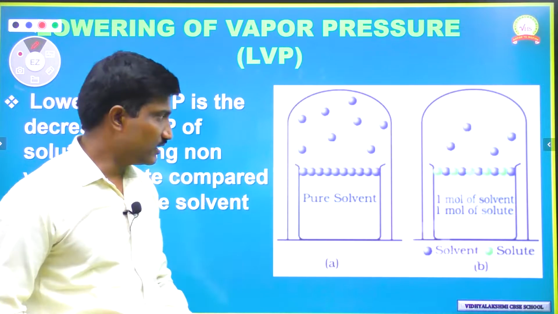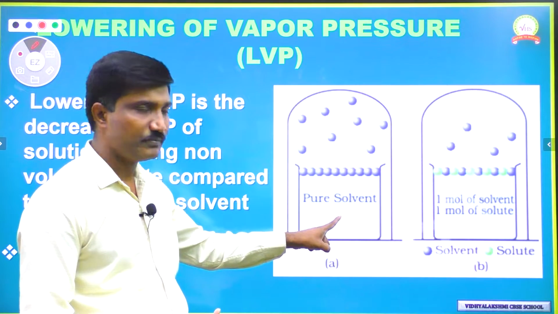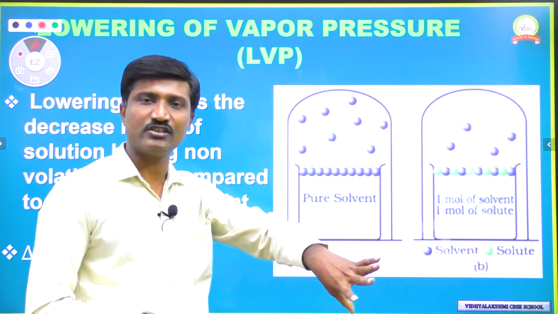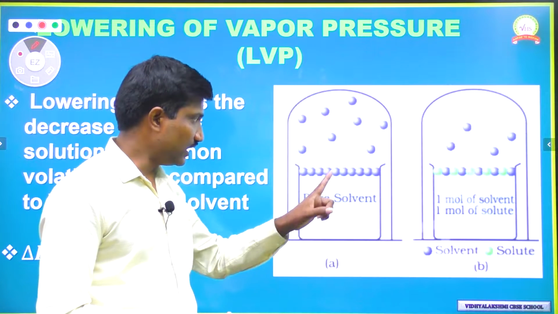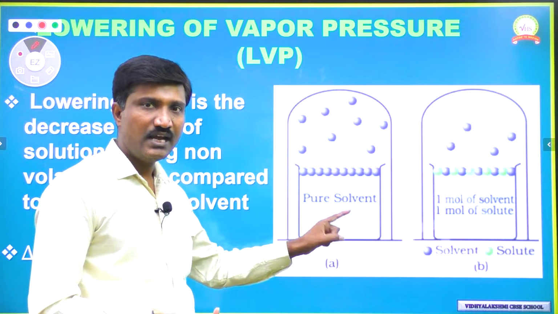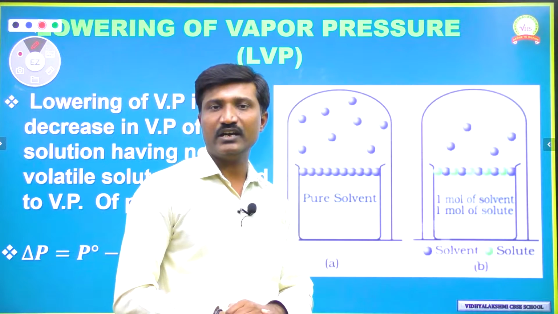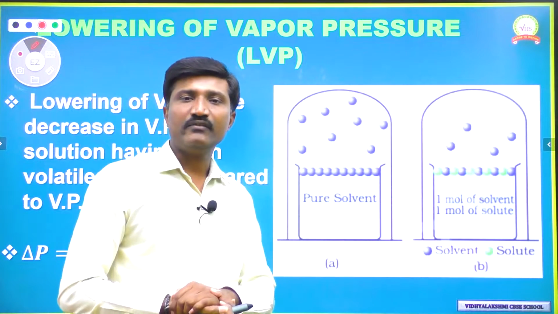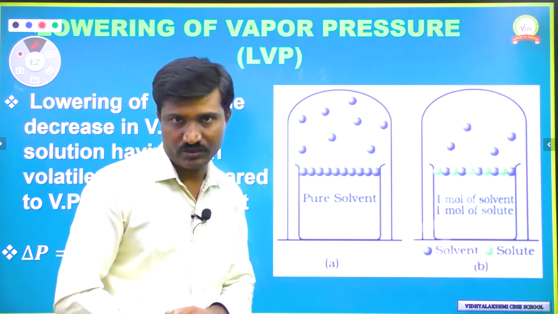Here I am taking the solvent as a liquid, pure solvent. Pure solvent means I am not adding any solute to that liquid. Here the liquid is the solvent and the solute I am taking is a non-volatile solute. Non-volatile solute means it does not undergo any vaporization, it does not show any volatile nature.